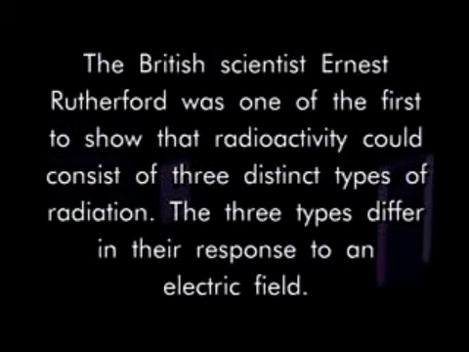The British scientist Ernest Rutherford was one of the first to show that radioactivity could consist of 3 distinct types of radiation. The 3 types differ in their response to an electric field. A source of radioactivity is passed through a hole to form a beam. The beam is directed at a fluorescent screen, which is illuminated when it is struck. In the absence of an electric field, all the radioactivity beam strikes the target at a single point. When an electric field is applied, the initial beam is separated into three components.